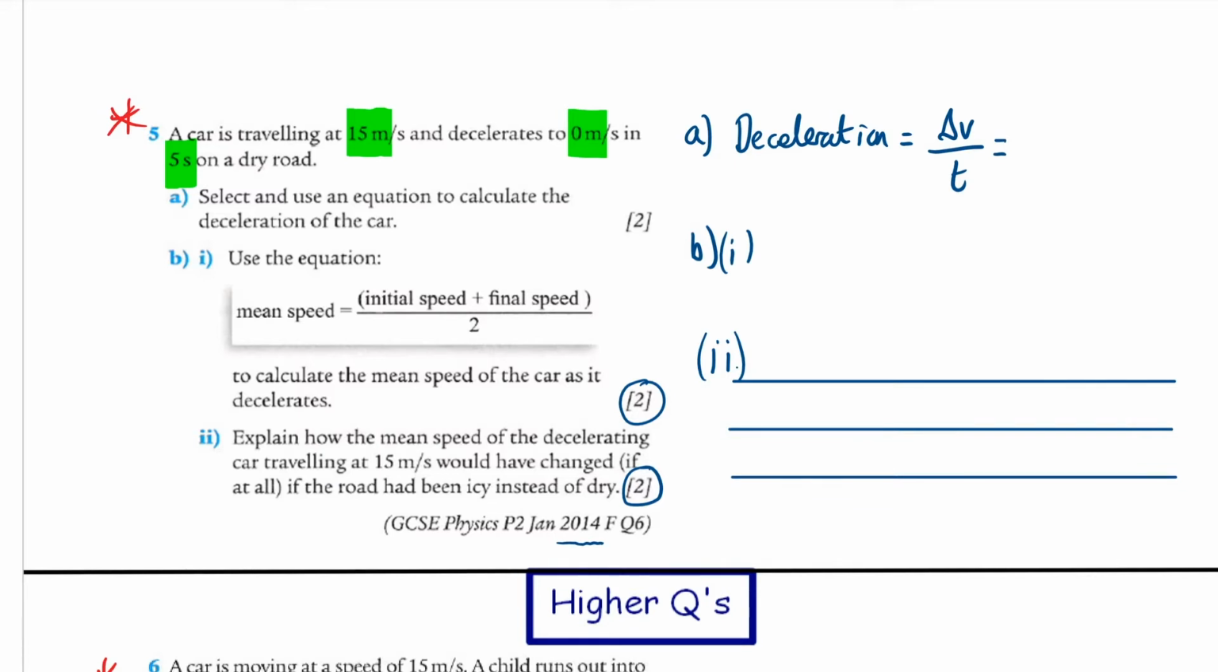Let's have a quick read through. It says, explain how the mean speed of the decelerating car travelling at 15 meters per second would have changed, if at all, if the road had been icy instead of dry. If you think of that, if the road condition is icy, it's going to have a longer braking distance.